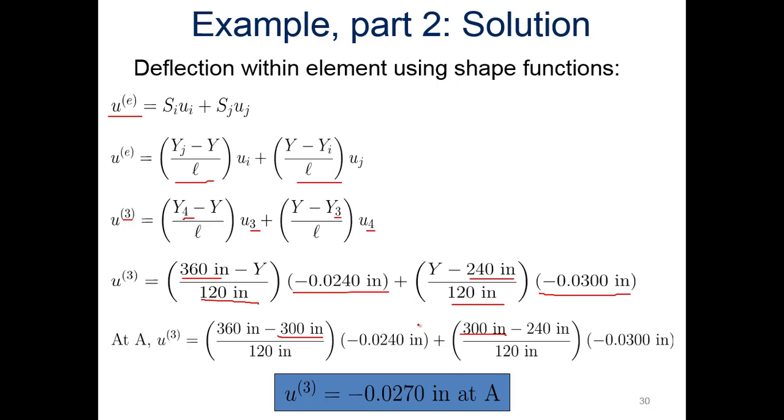Now, this is a linear case, so you could probably say I could have just done the average between node 3 and node 4. And you're right, because it's linear, you could have just done the average between the two, and you would have gotten negative 0.027. But there's other cases where the shape function actually won't be linear, and it'll be helpful to have this set up to solve them.